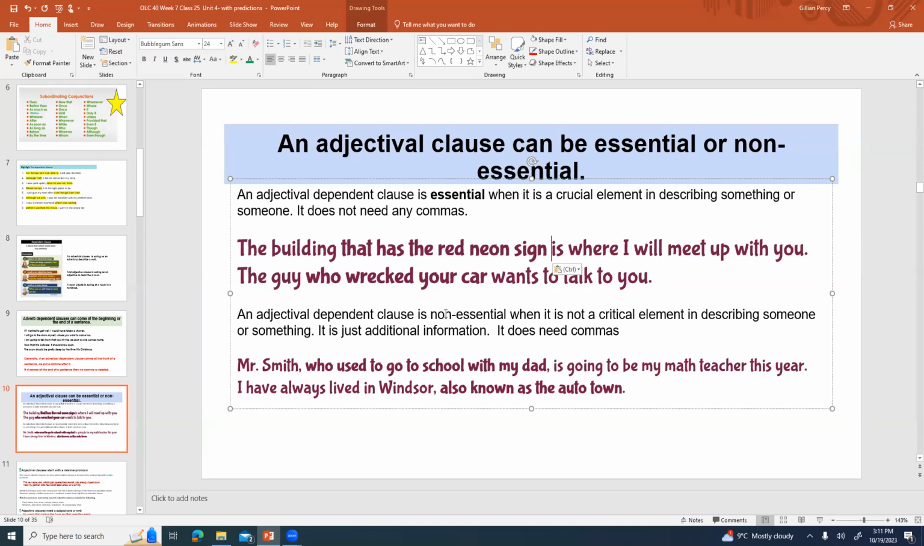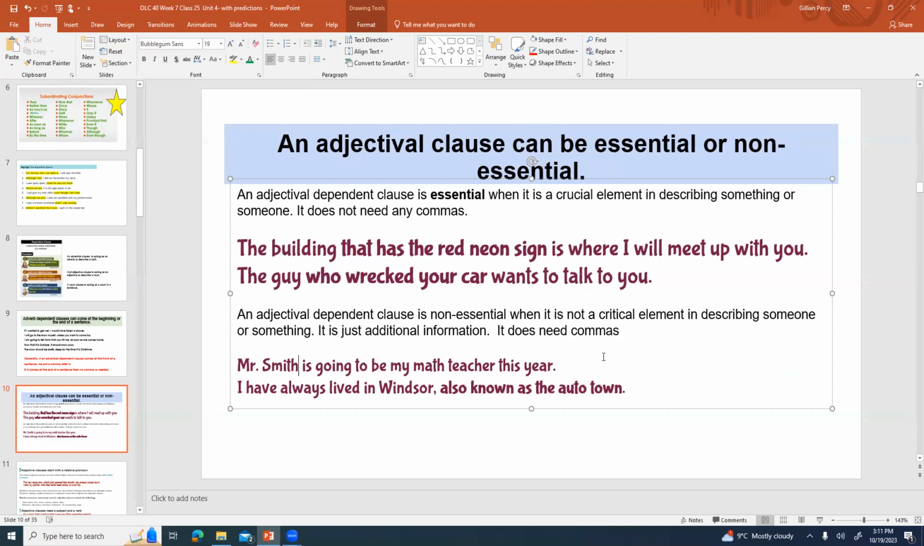It's just additional information. And in this case, we generally use commas to set it off and show that. Mr. Smith, who used to go to school with my dad, is going to be my math teacher this year. Now, if I took this part out, Mr. Smith is going to be my math teacher this year. That's fine. It doesn't change anything. It still makes sense, right?